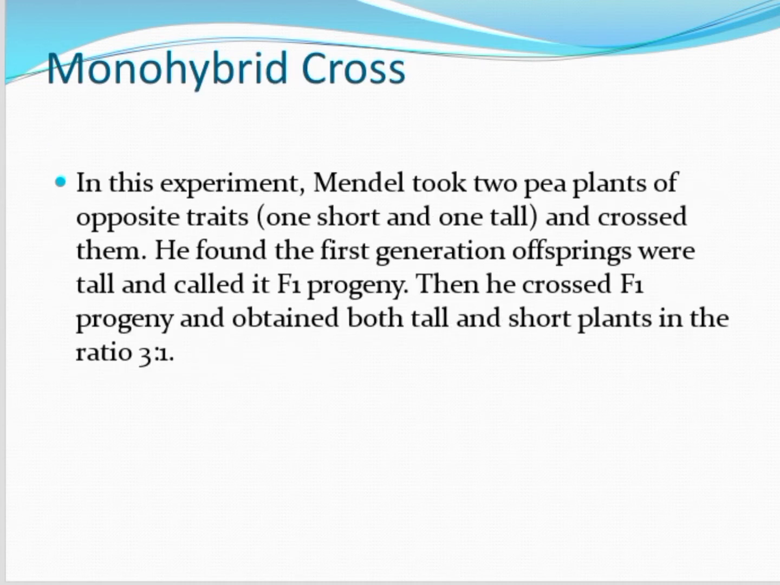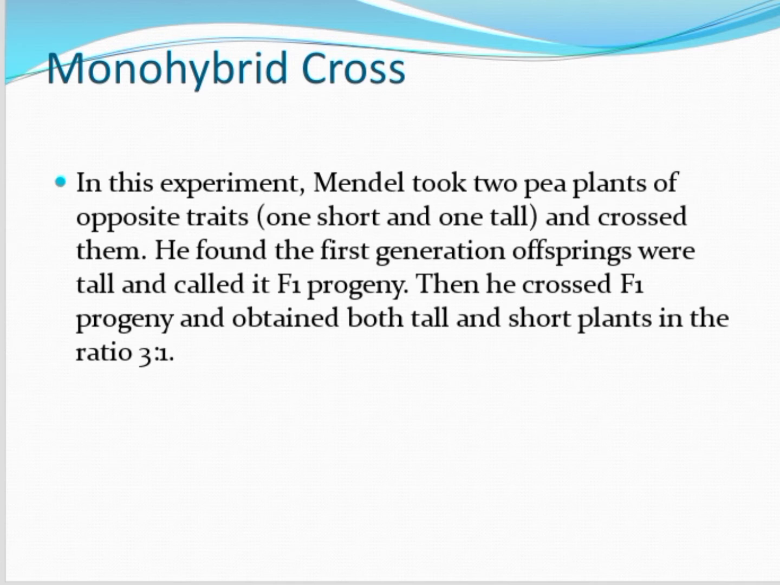Okay, so an example for this is the monohybrid cross. What is a monohybrid cross? It is a cross between two organisms based on a single character. So in this experiment, Mendel took two pea plants of opposite traits. That is, height he chose as a character, one short and one tall. He crossed them. He found the first generation offspring were tall and called it the F1 progeny. F1 means first filial generation. Then he crossed the F1 progeny and obtained both tall and short plants in the ratio of 3:1.